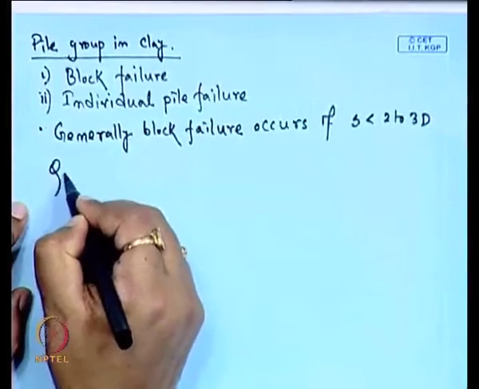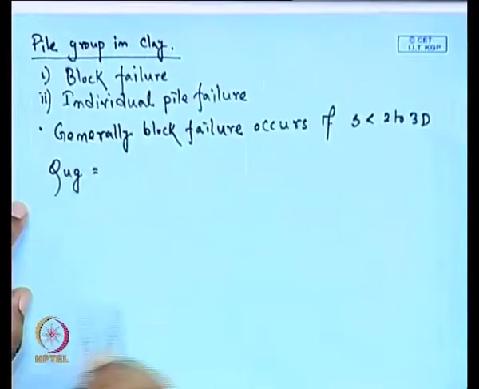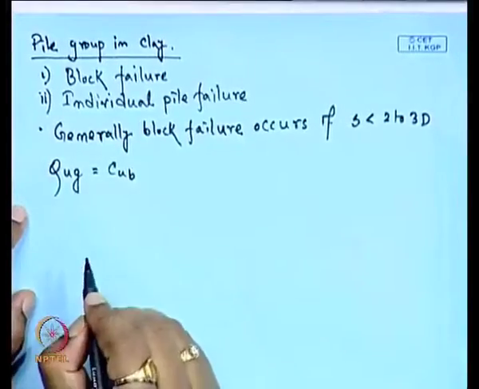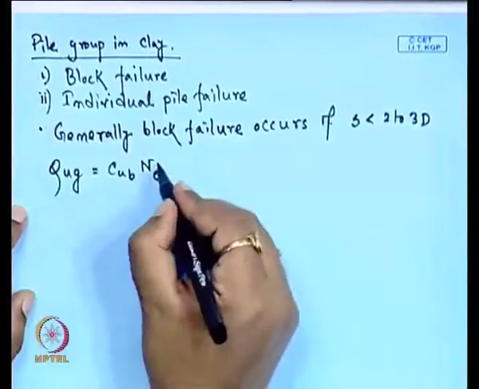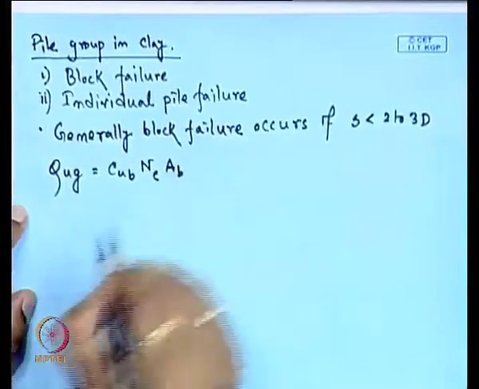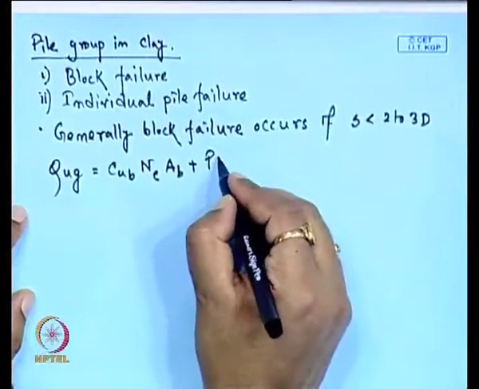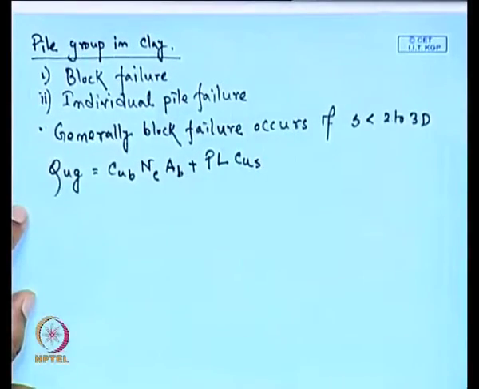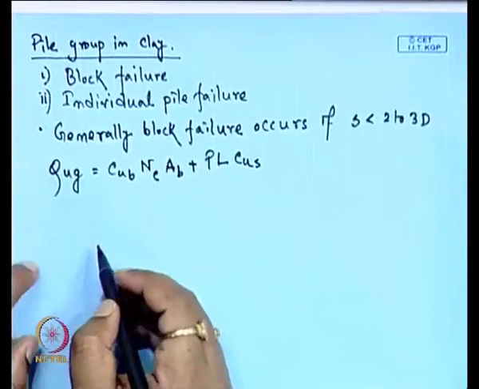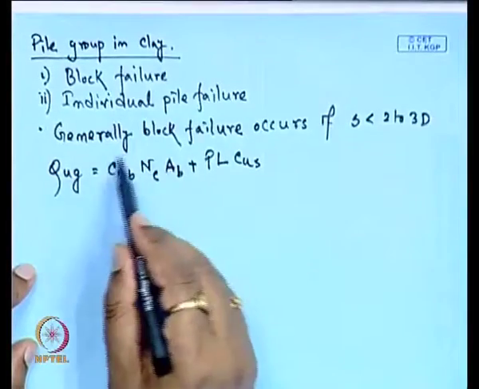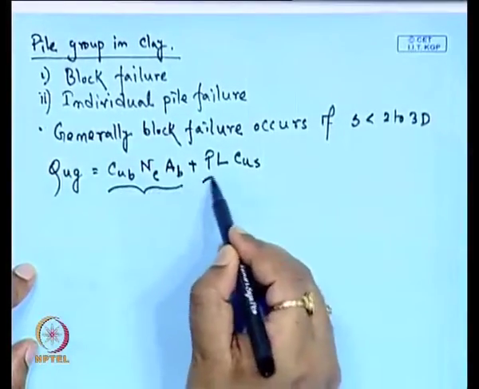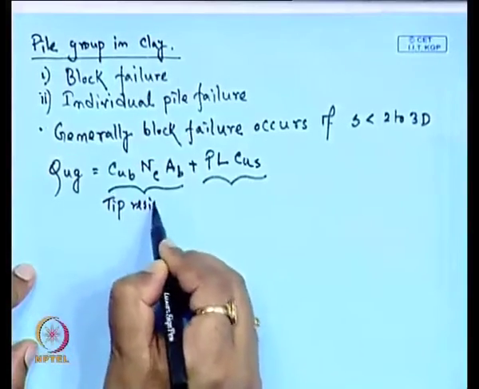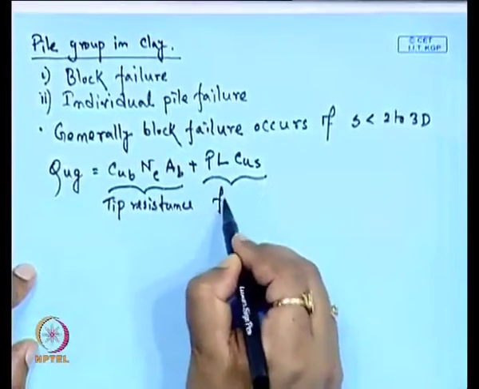In that case, if we calculate Q_ug, the group load carrying capacity of the pile, it is C_u at the base times N_c times A_b at the base, plus P times L times C_u,s. So, similar to the individual pile, this expression has two parts: this is the tip resistance and this is the frictional resistance.